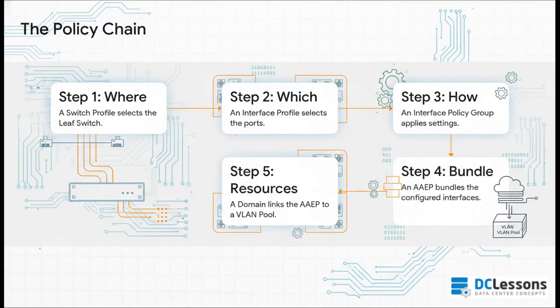Let's just trace the path. Step 1, the switch profile picks our leaf. That's the where. Step 2, linked to that is the interface profile, which picks the ports on that switch. That's the which.